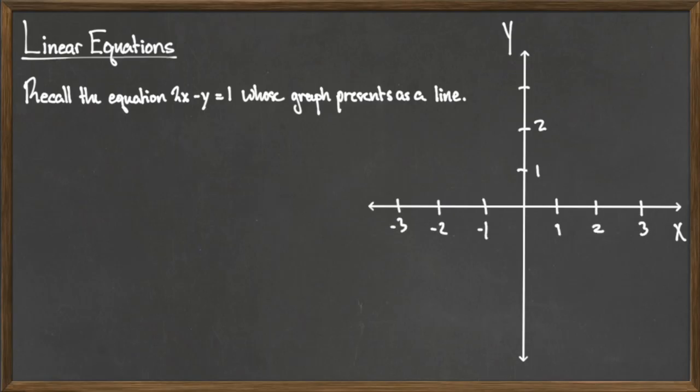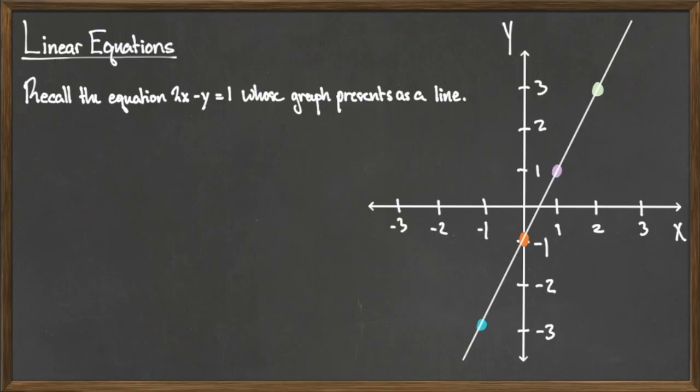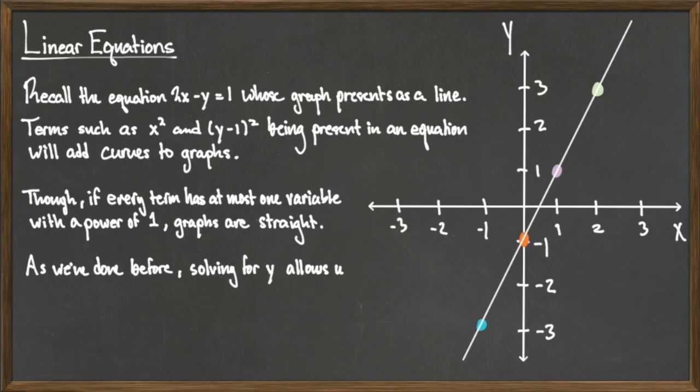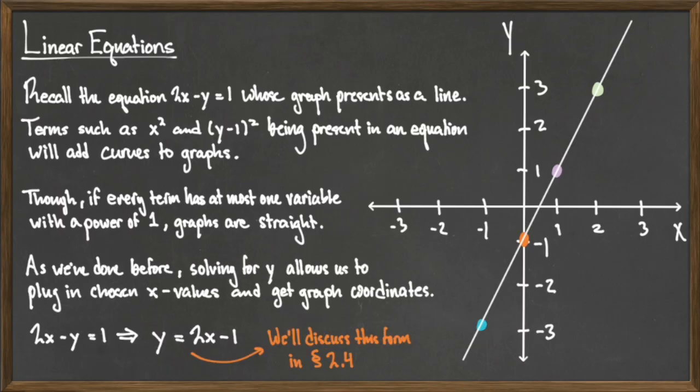In the video for section 2.1, we graphed the equation 2x minus y equals 1, and we saw that we got a linear graph, or a graph that presents as a straight line. We also saw some examples with terms like x squared and y minus 1 squared, which would force curves in our graphs. So that's another reason that we're giving the word linear to equations that have variables to the first power, is that their graphs are always going to be straight lines and they will not present with curves. Also remember the way that we graphed this equation. We took our linear equation 2x minus y equals 1 and we solved for y. Then we started plugging in a couple of x values to get some information on coordinates, and then we just played this game of connect the dots.